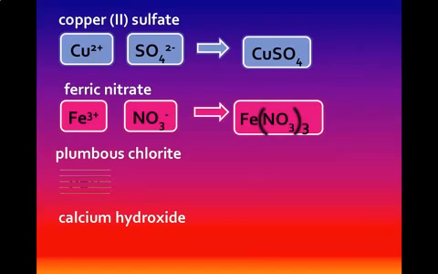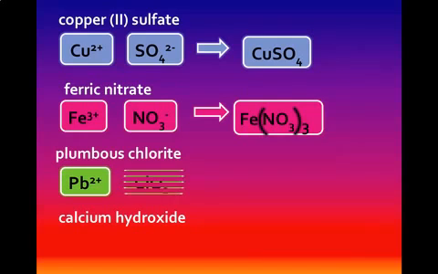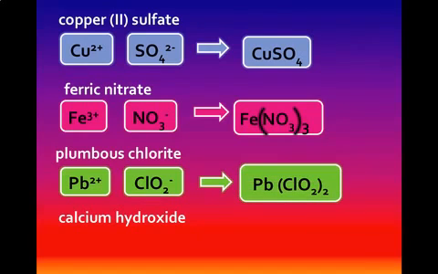so it's going to apply here. Plumbous chlorite: plumbous has a +2 charge on lead, and chlorite is ClO2 with a -1. We're going to do our crossover trick, and because that 2 is going onto the ClO2, I have to add parentheses. I only use parentheses if it's one of the polyatomics and there's more than one of them.